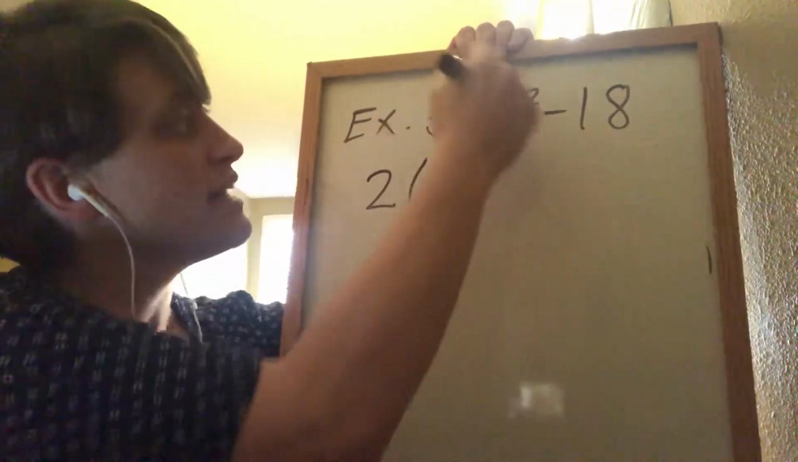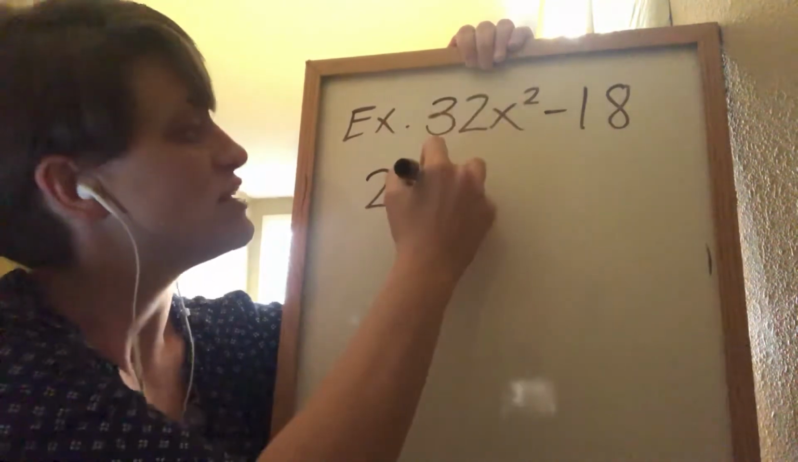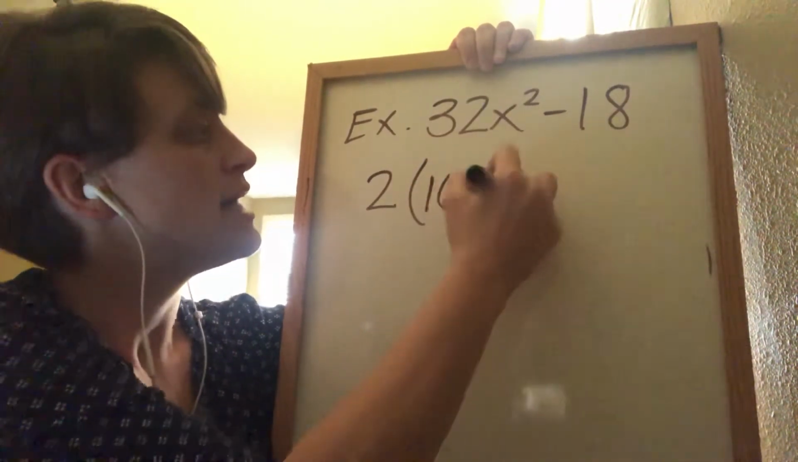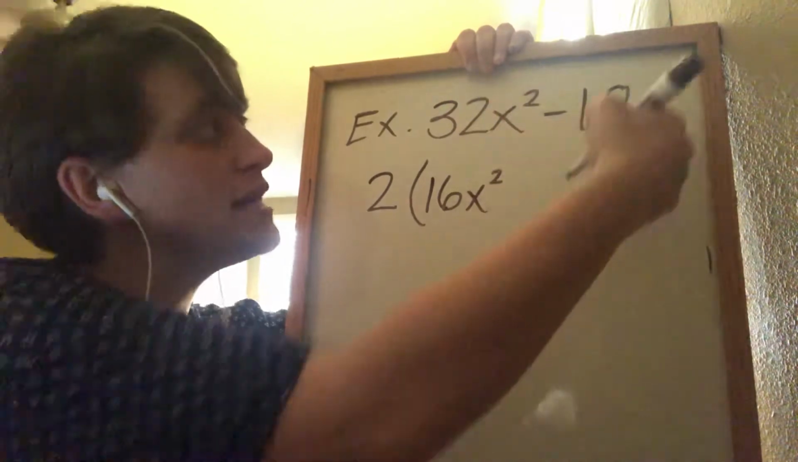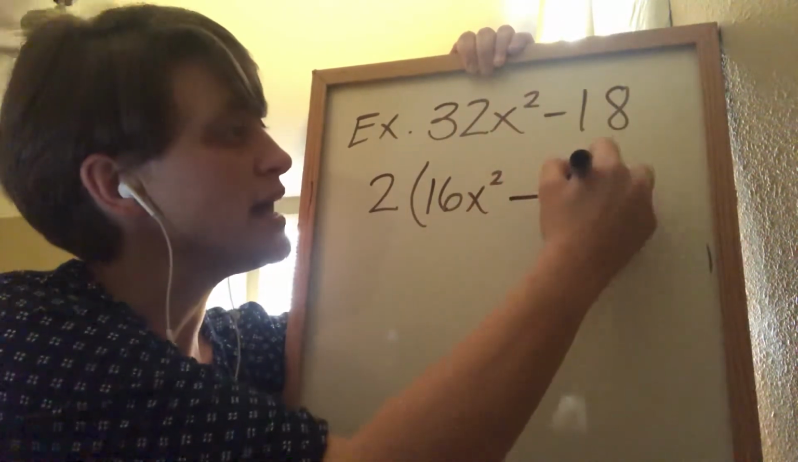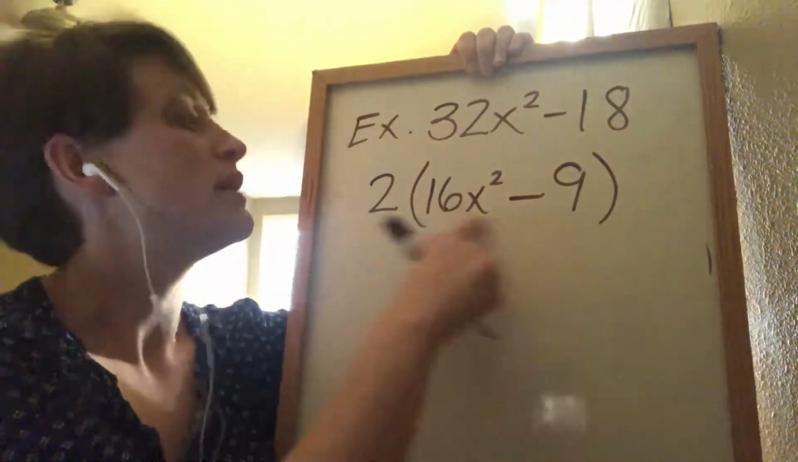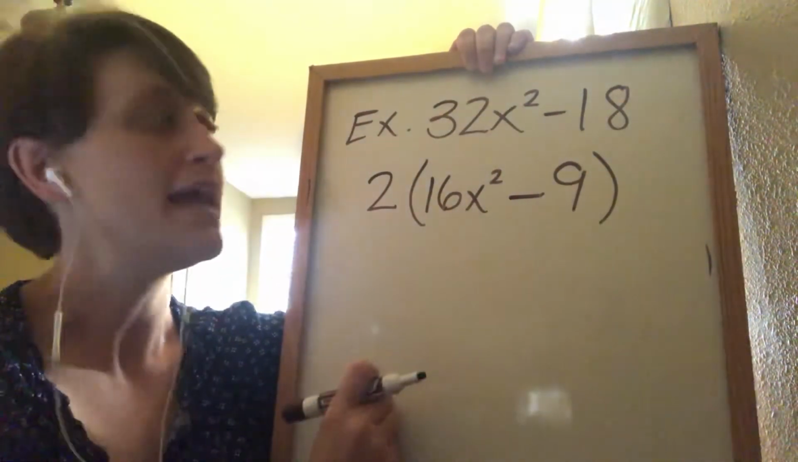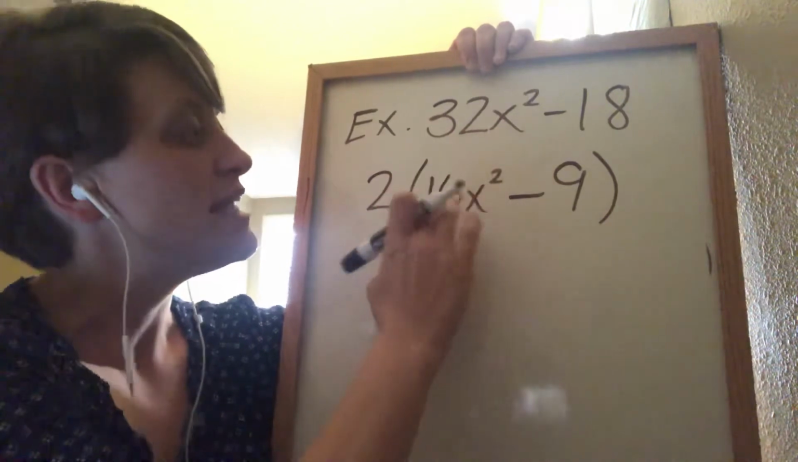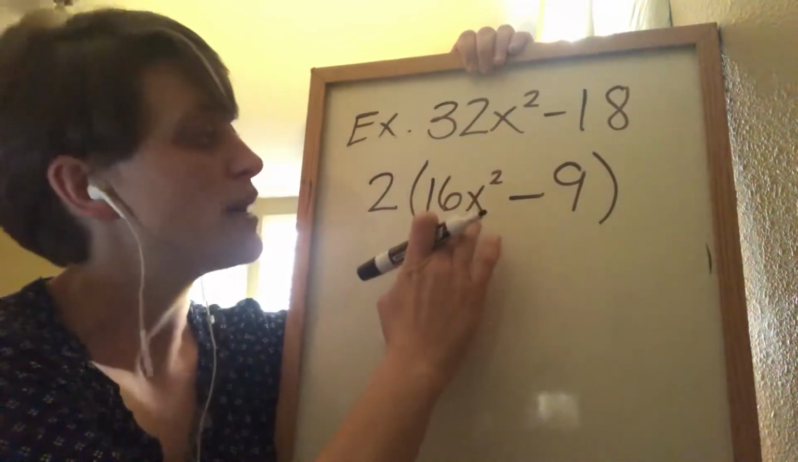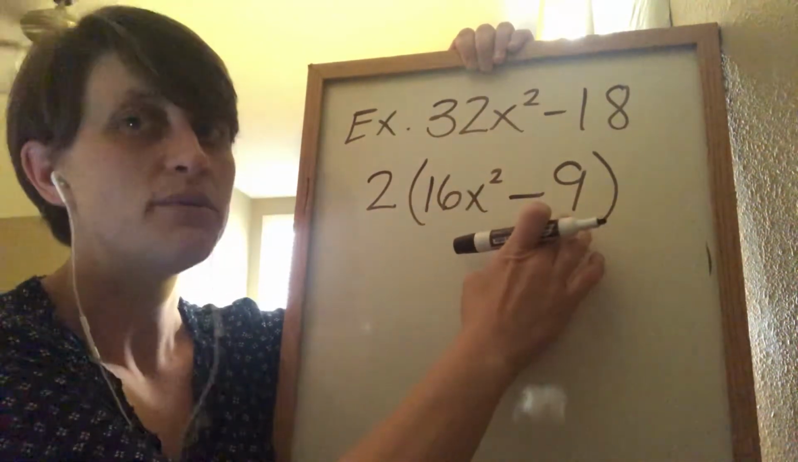What's left if we take a 2 factor out of 32, we're left with a 16, and we have our x squared. And if we take a 2 factor out of 18, we have 9. Okay, so this is looking better already. We have this 2 out here, which just has to hang out for a few minutes. And 16 now is a perfect square, so we can write that as something squared, and so is 9.